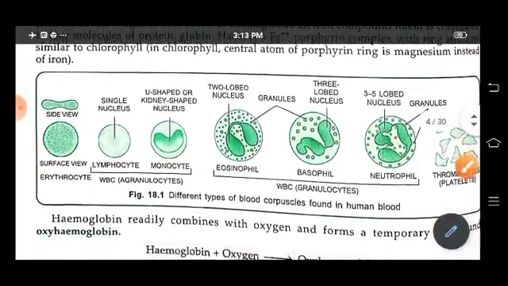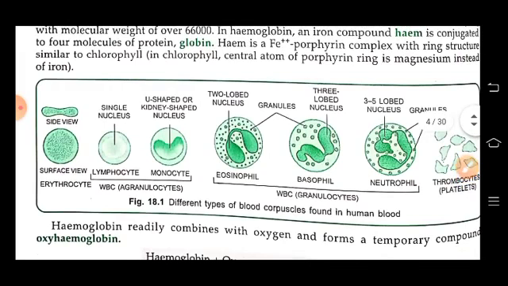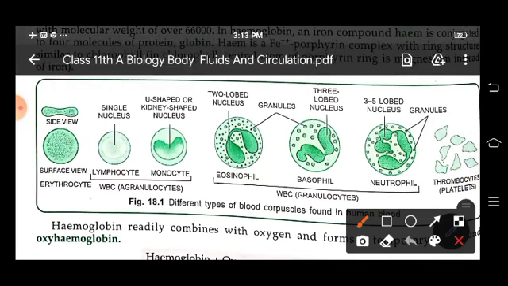So here see different types of blood corpuscles which are found in humans. These are the erythrocytes, then WBCs: lymphocytes, monocytes, eosinophils, basophils, neutrophils are the different types of WBCs, and platelets are the thrombocytes.